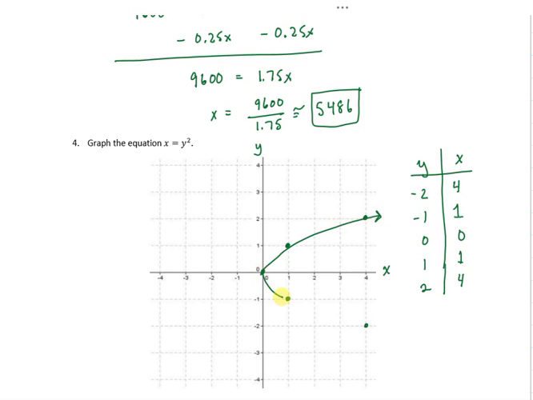The other way to do this is to remember the shape of y equals x squared and then just turn it over on its side.